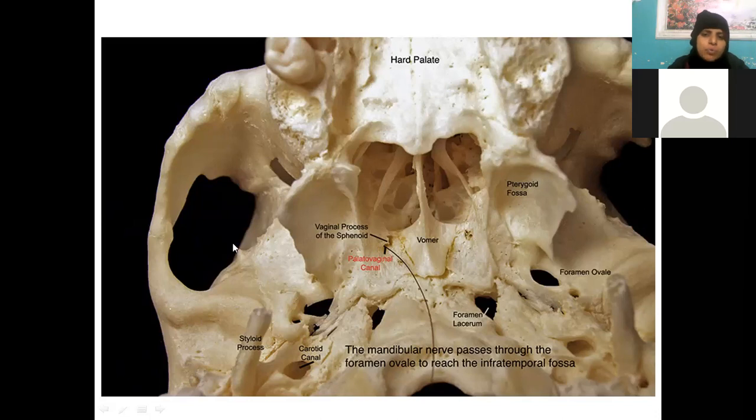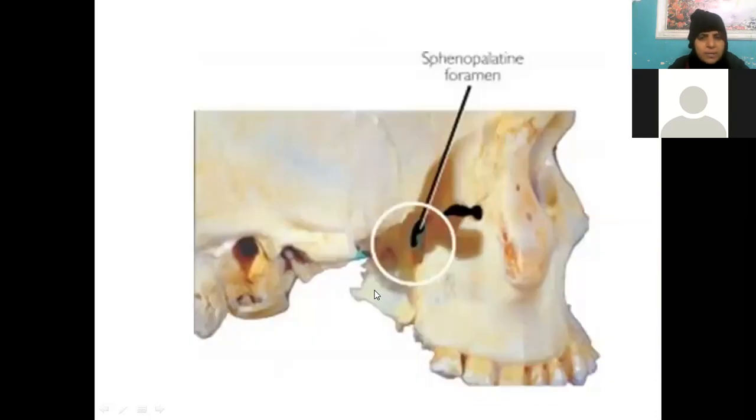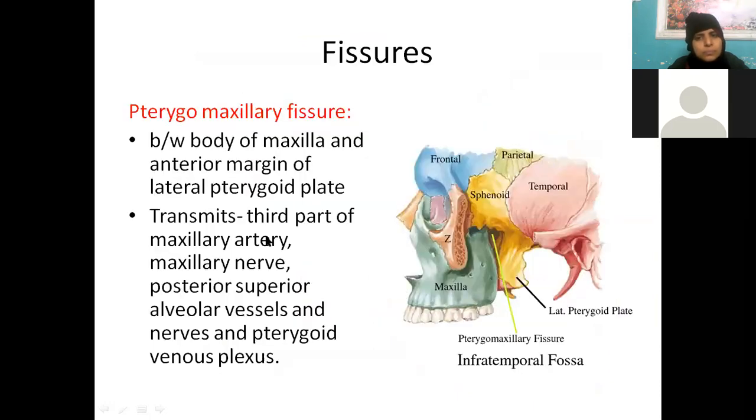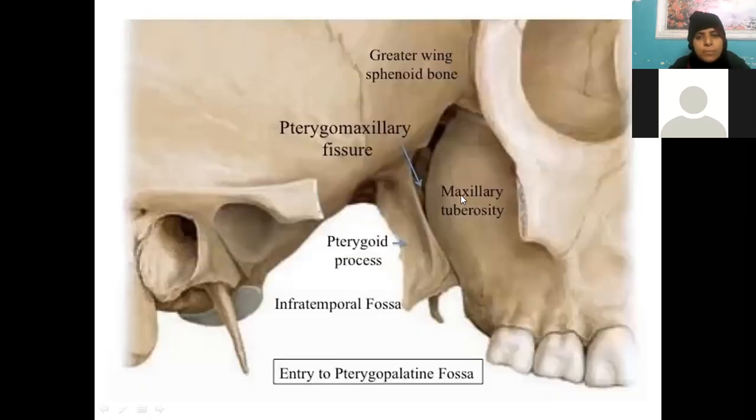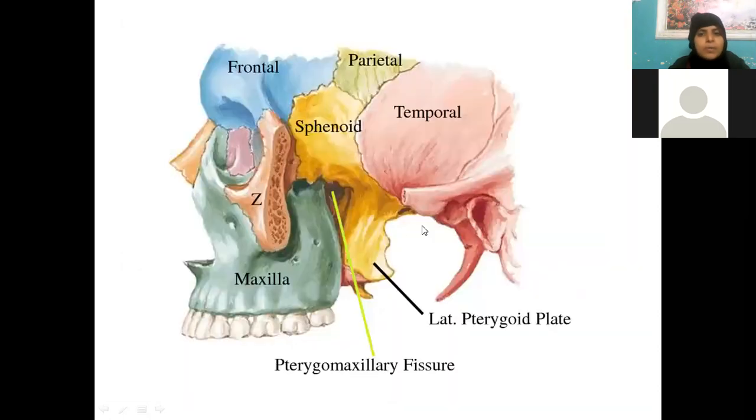This is the basal view of the skull bone, Norma basalis, where we have the hard palate. Here you will not understand the pterygopalatine fossa, so leave it. The pterygomaxillary fissure is very simple anyhow. It is between the lateral pterygoid plate and the maxilla. It is transmitting the maxillary artery, third part, and the maxillary nerve. Here it is very close to the upper jaw, hence we have the posterior superior alveolar vessels and nerves; alveolar means supplying the teeth. Also the pterygoid venous plexus communicates through the pterygomaxillary fissure.